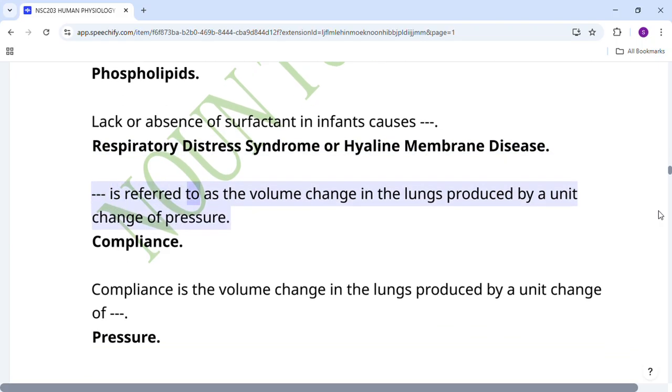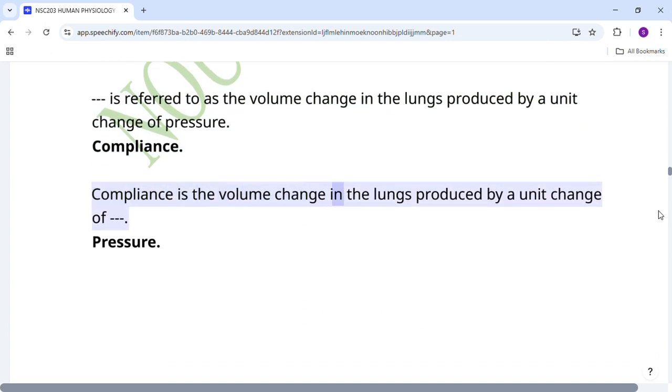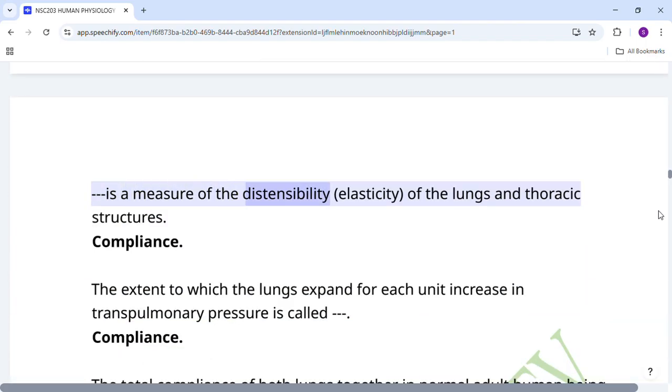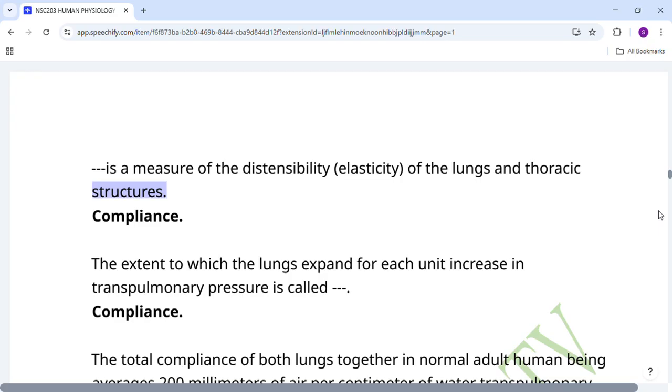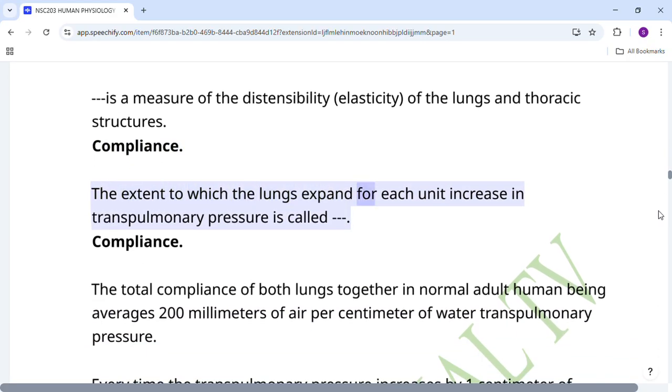Compliance is the volume change in the lungs produced by a unit change of pressure. It is a measure of the distensibility, or elasticity, of the lungs and thoracic structures. The extent to which the lungs expand for each unit increase in transpulmonary pressure is called compliance.